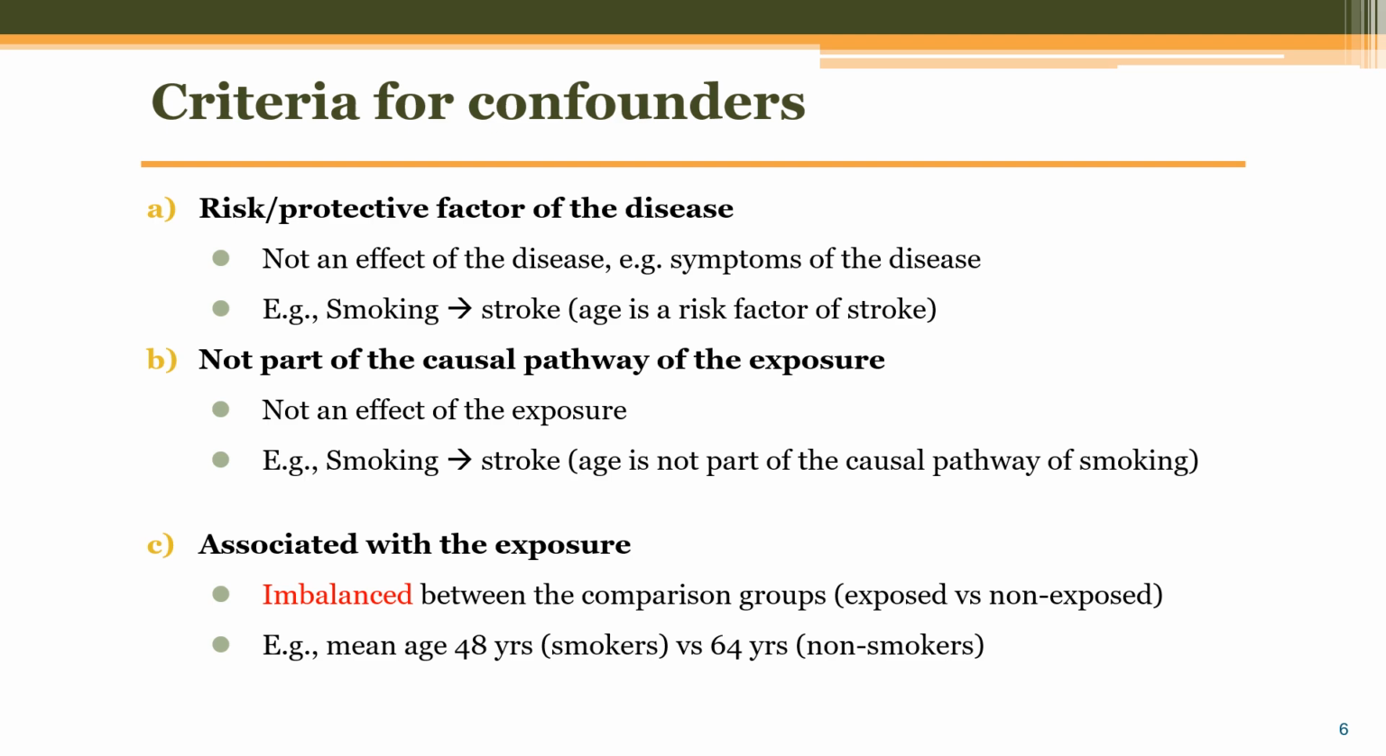Number three, the suspected factor is associated with exposure. This means the distribution of the suspected factor differs between the exposed and non-exposed groups. For example, if the mean age of smokers is 48 years and that of non-smokers is 64 years, which are very different from each other, it would suggest that age is imbalanced between the two groups.